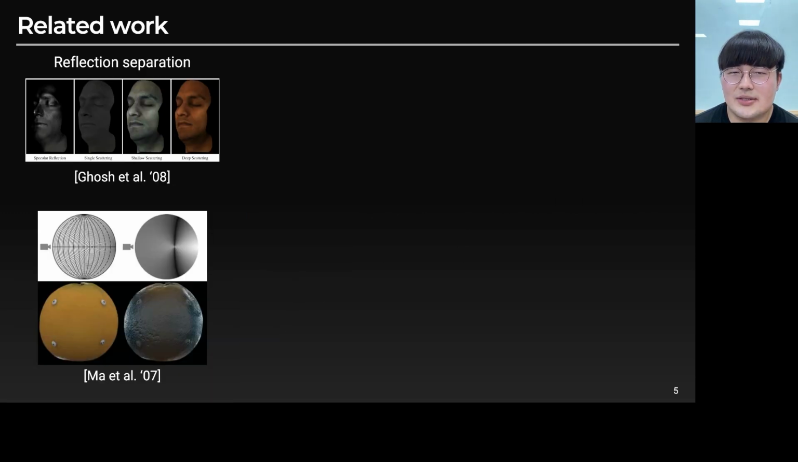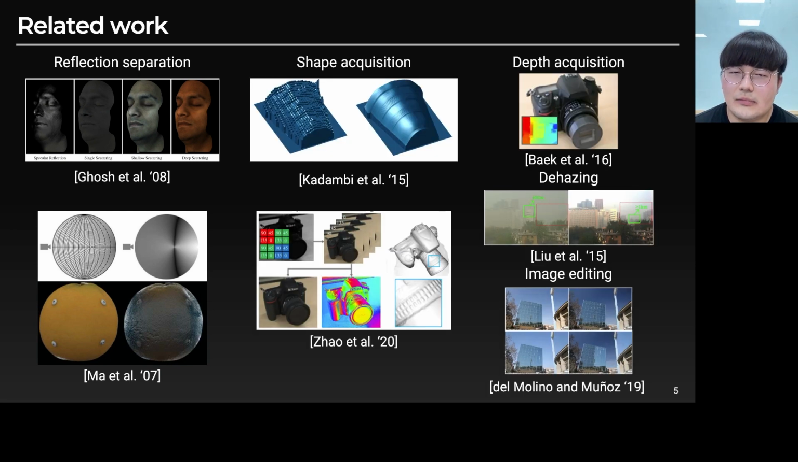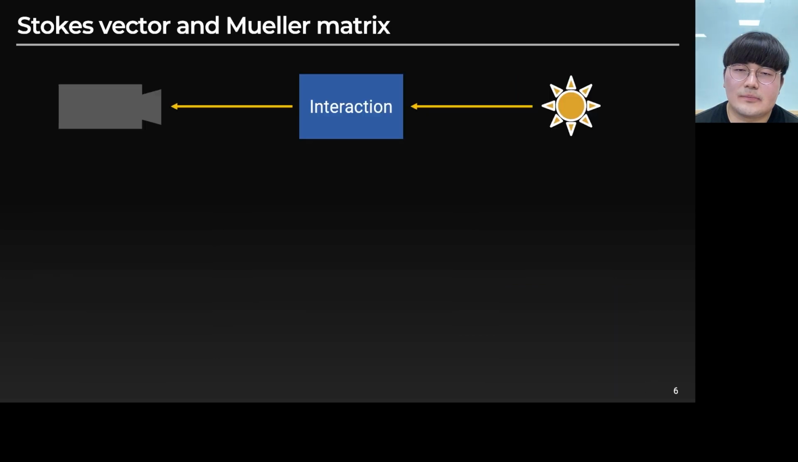Polarization has been widely used in many computer graphics and vision applications to estimate high accuracy reflectance and high detail normal. Also, it has been used for acquiring depth, de-hazing, and realistic image editing. However, none of these methods could obtain the full Mueller matrix of polarimetric reflectance and geometry simultaneously on 3D objects.